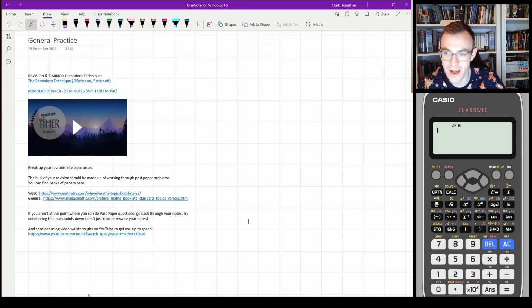Also on Notebook are some general revision tips and some useful websites that you can use. So if you know that you need to practice a particular topic, then you can investigate a few topic banks to just practice binomial, to just practice inverse functions, that sort of thing.